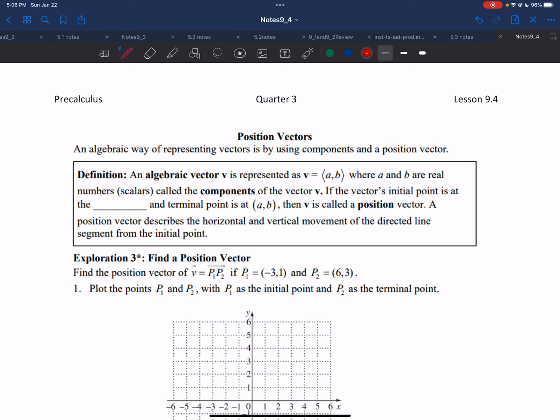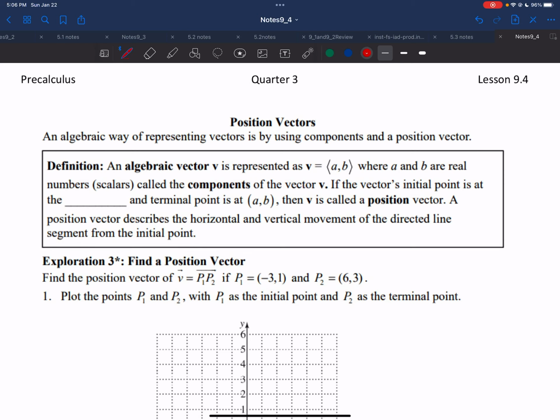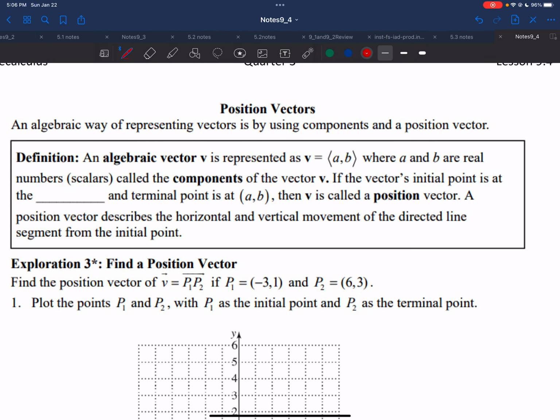So an algebraic way of representing vectors is by using components and a position vector. An algebraic vector is represented as v equals, and you'll notice you have these brackets here, which kind of look like a spaceship, where a and b are real numbers. They're scalars called components of the vector v. If the vector's initial point is at 0, 0, and the terminal point is at (a, b), then v is called a position vector.